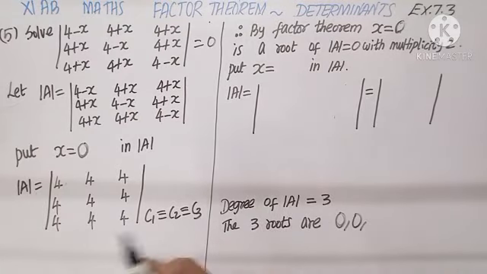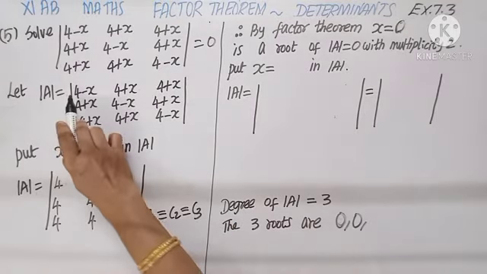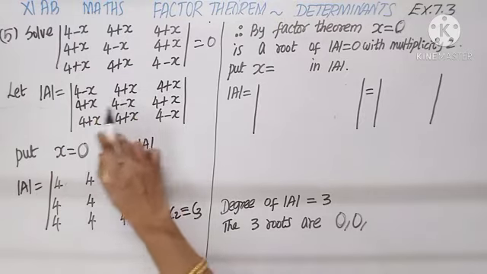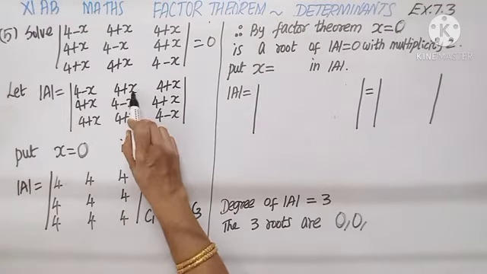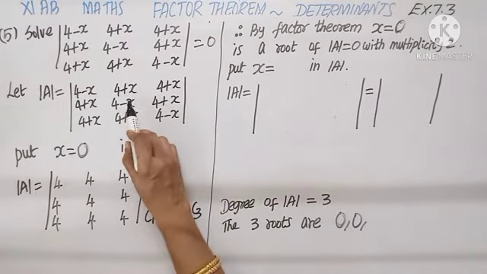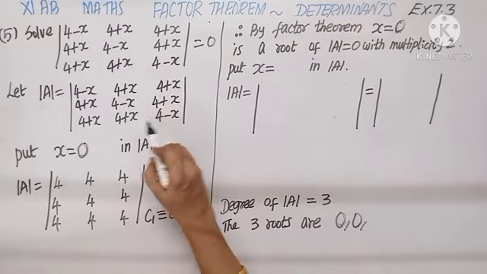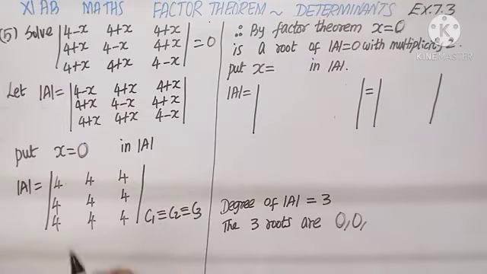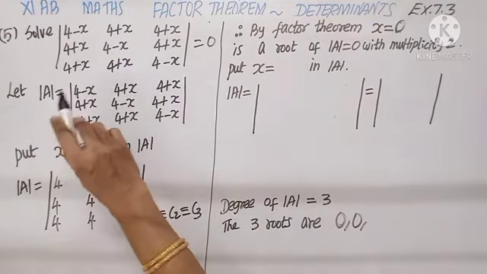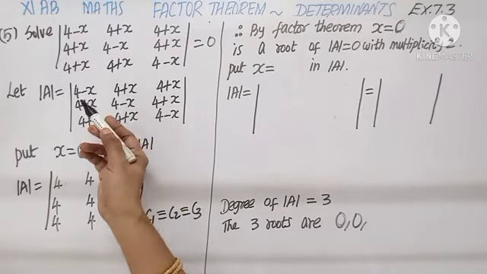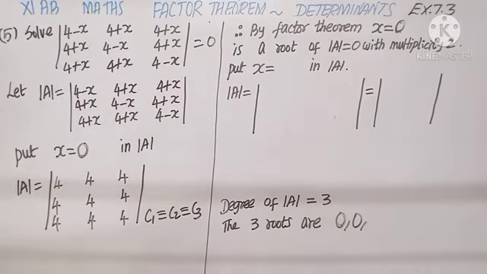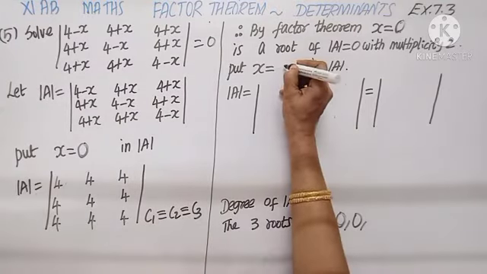Check whether by adding or subtracting I can bring anything as common. As we know, 4, 4, 4. I add, I get 12 in every column. But plus x minus x cancels, I am left with x. Plus x minus x cancels, I am left with x. Plus x minus x cancels, I am left with x. So by adding C1, C2 and C3, I get 12 plus x everywhere in the first column. So I can take 12 plus x out. That tells me x is equal to minus 12.